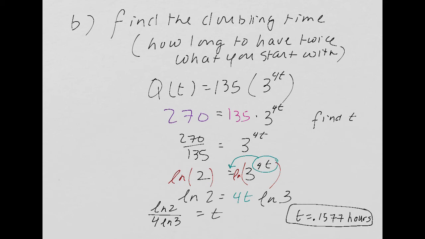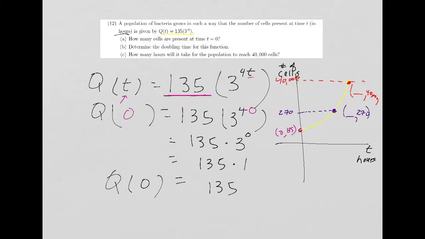Now, what is this saying? This is saying that after 0.1577 hours, so like 6 minutes or less, you have twice what you started with. And so I just want to point out that the coordinate that we didn't know before in the purple point is 0.1577. And again, my graph is not drawn to scale. I just wanted to show you what these different points mean.